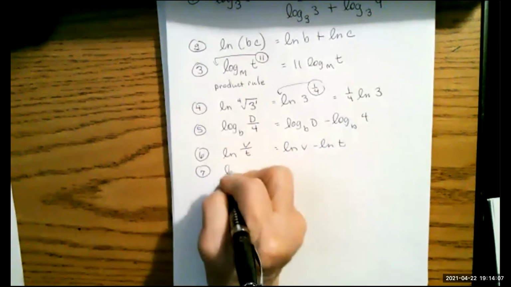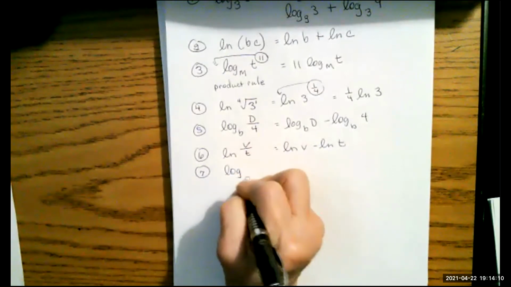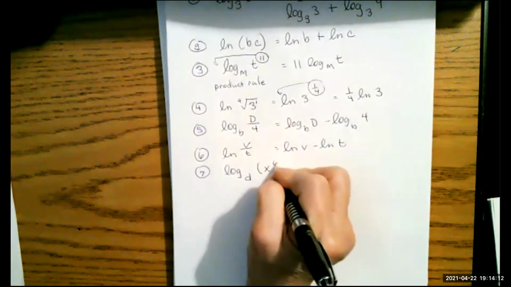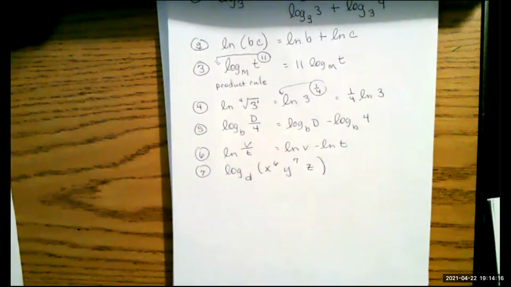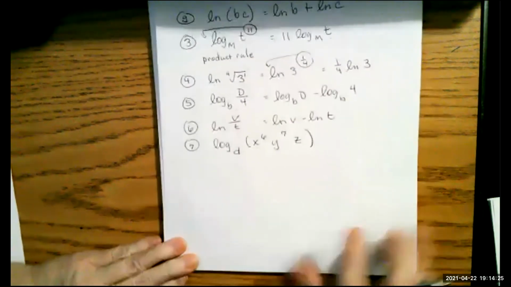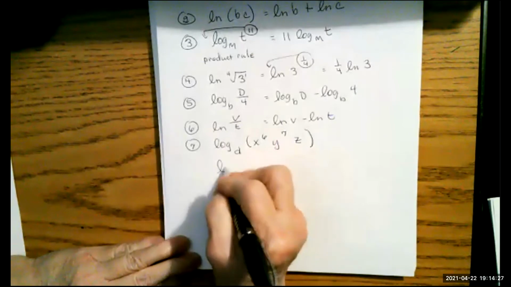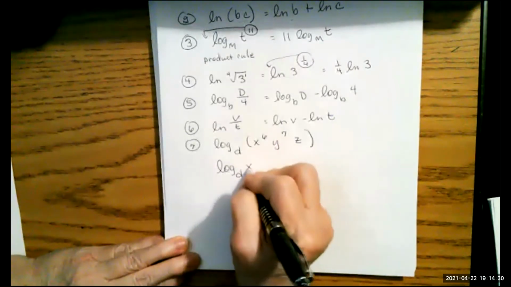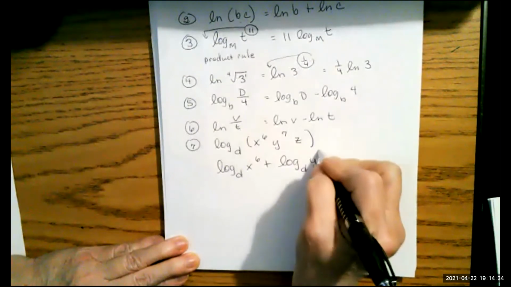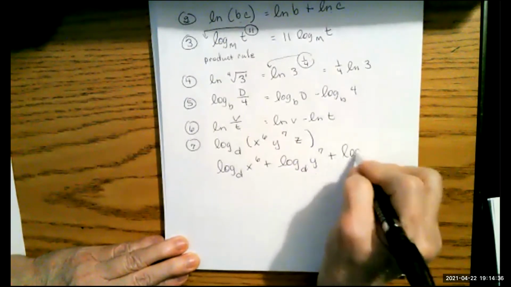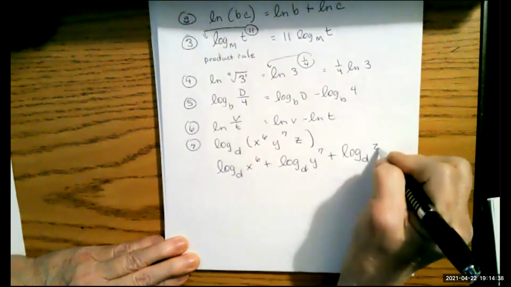Okay, let's try this one. Log base d of x to the 6th, y to the 7th, z. Okay, so first step, you want to write these as sums. So log base d of x to the 6th plus log base d of y to the 7th plus log base d of z.